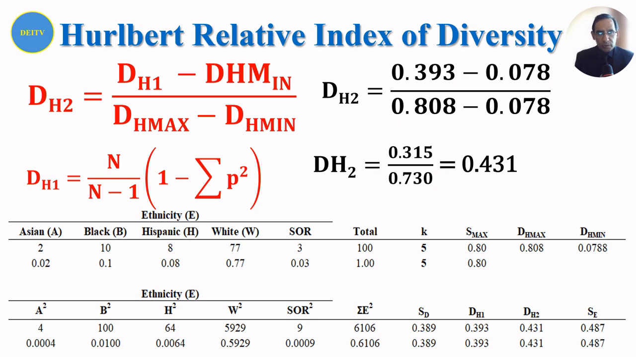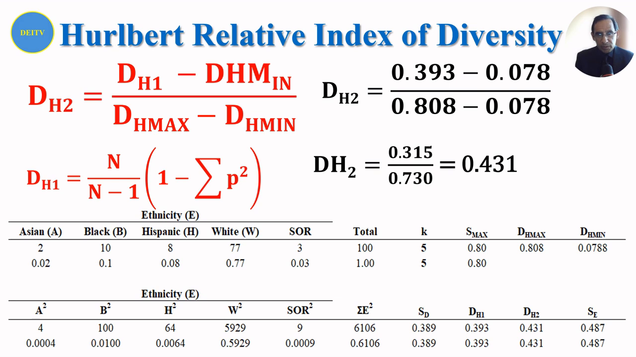Now, Hurlbert also developed the relative index of diversity, and that is based on the Hurlbert index of diversity. And recall that the Hurlbert index of diversity is calculated by multiplying capital N divided by capital N minus 1 times the Simpson index, which is 1 minus the sum of p squared. So again, that's the Hurlbert index. To calculate the relative index of diversity, you subtract the minimum score from the Hurlbert index, and divide that by the maximum score minus the minimum score.